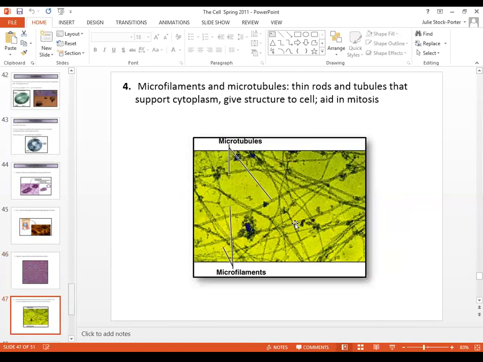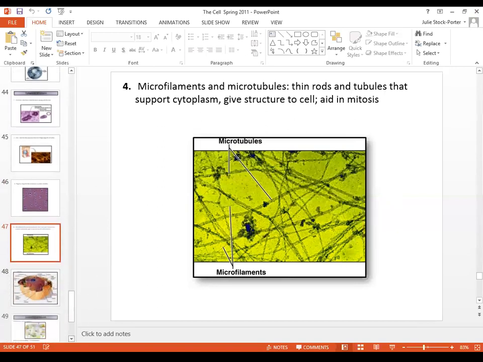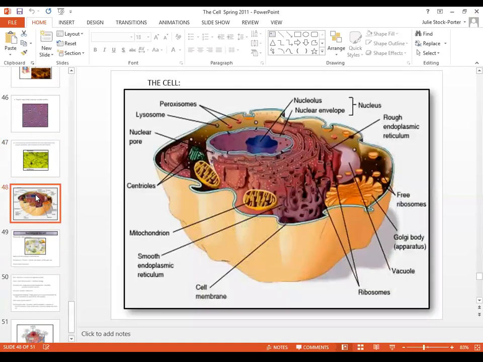The other things are called microfilaments and microtubules. They're rods and tubules that support the cytoplasm, give structure to the cell, and aid in mitosis. So again, what you have to know about this is pretty much what you have to know about the centriole. It is going to aid in cell division, but it also gives structure to the cell. Let's take a look now.